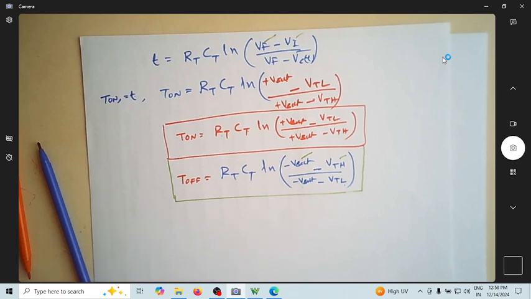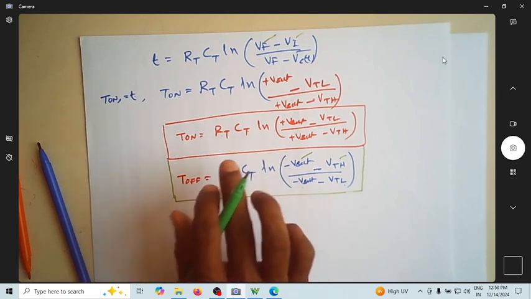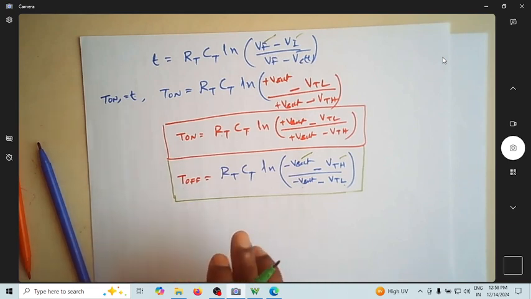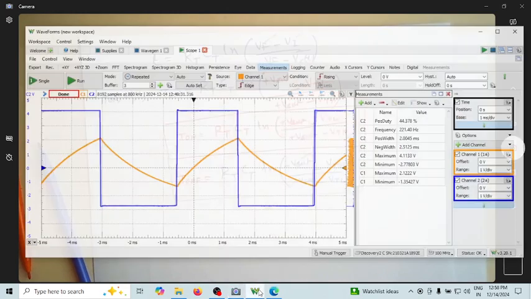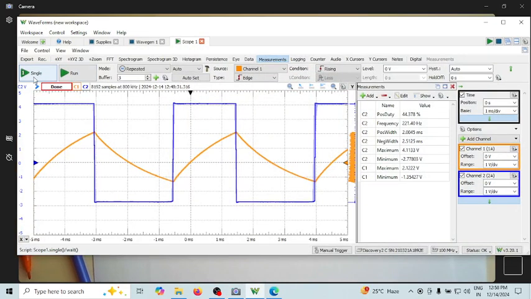Now let us conduct an experiment and find out the theoretical and practical values, which you can easily repeat for any values. Let me make the value of RT maybe 22K. I'll make it 22K here. Okay, now let me run this.